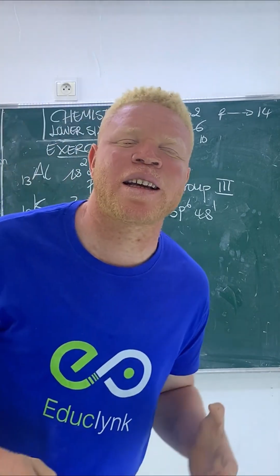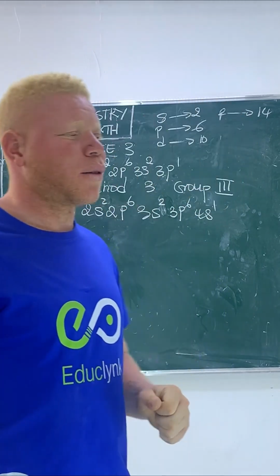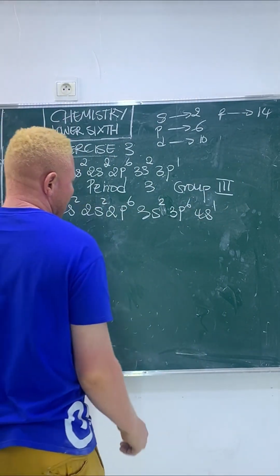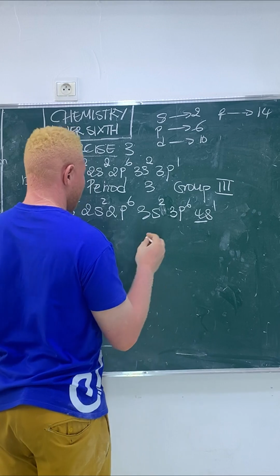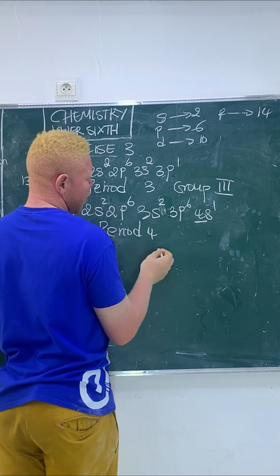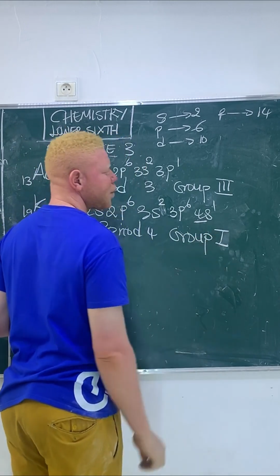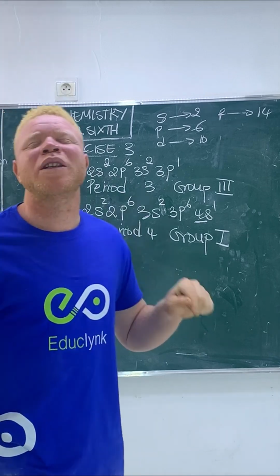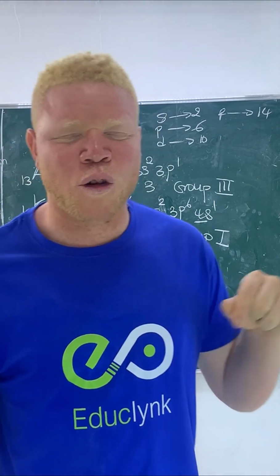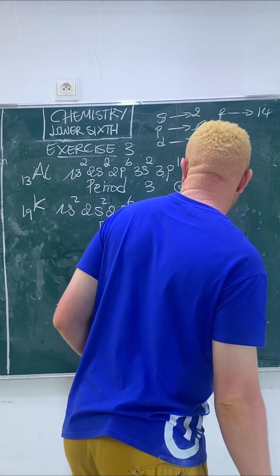An s block element is an element whose last valence electron enters the s subshell. In this case, the highest quantum number is 4. That's why it belongs to period 4, group I. Remember, the group is written in Roman numerals, while the period is written in Arabic numerals.